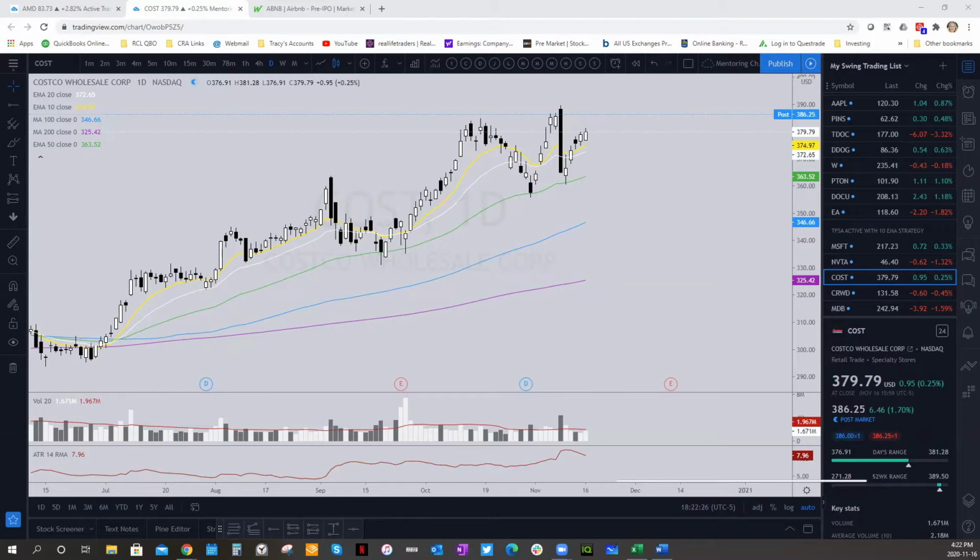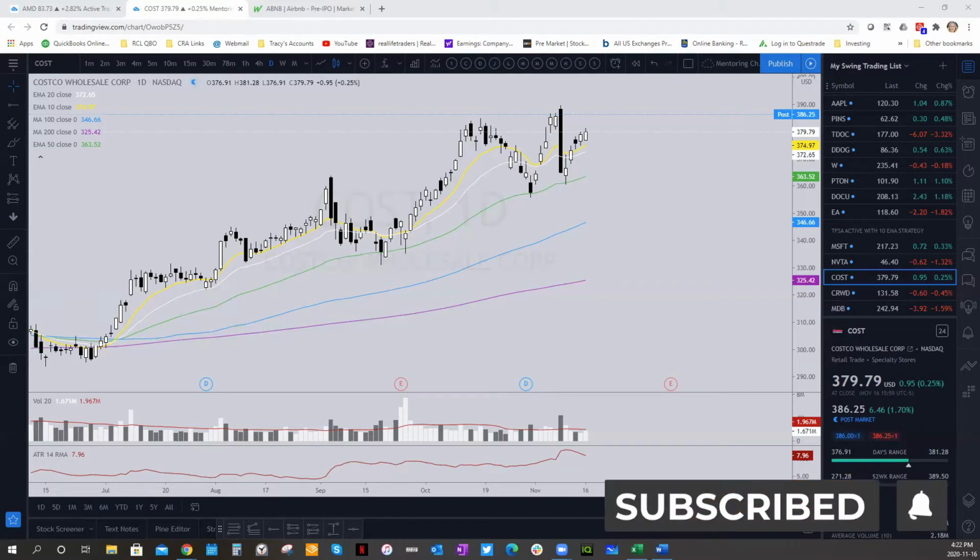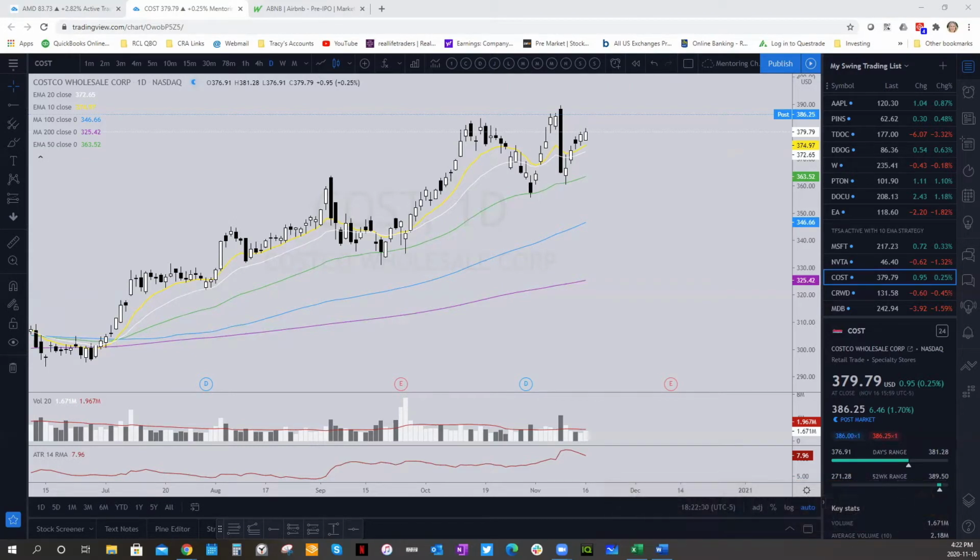In the meantime, today's video, what I want to talk about, I get a lot of people asking me about the volume profile and how I use it. So I'm going to go through a little bit about that. This isn't going to be too in-depth, but I will show you kind of how I use it.